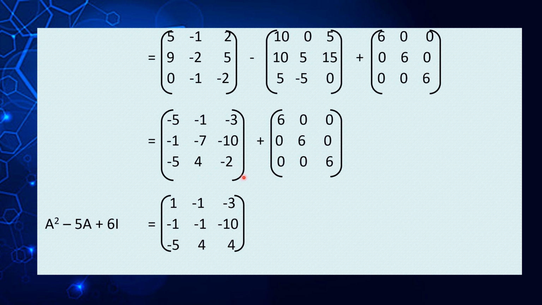Now we add both of them, we would get 1, minus 1, minus 3, 0, minus 1, minus 1, minus 1, minus 10, and minus 5, 4, and 4. So this is the matrix that we have to find.